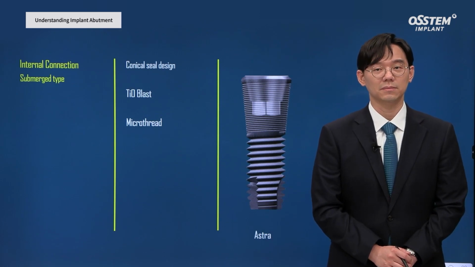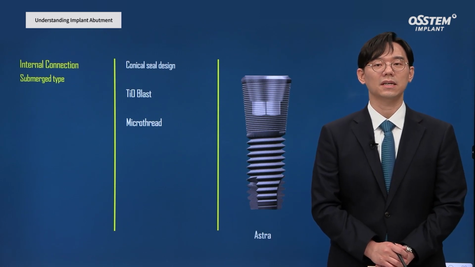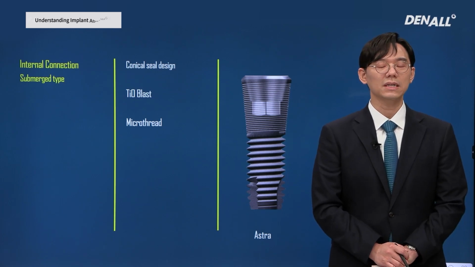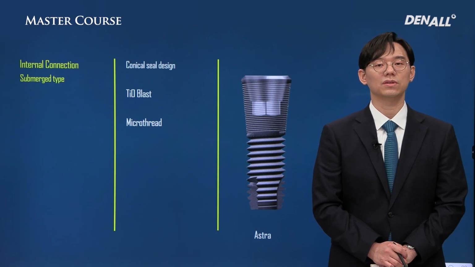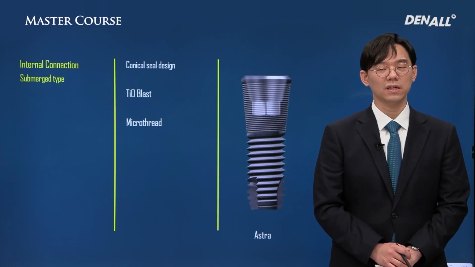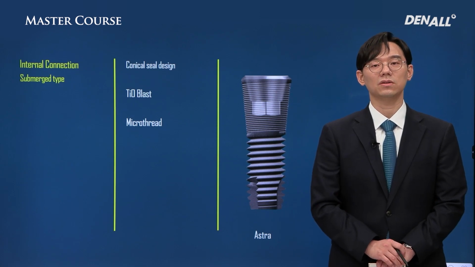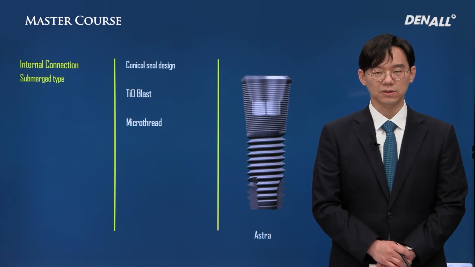This is most frequently used internal conical type, and this is internal submerged type. There's less screw loosening, and upon secondary surgery, there is internal self-guide effect when connecting the prosthesis, so there's more convenience and there's less bone loss compared with external type.